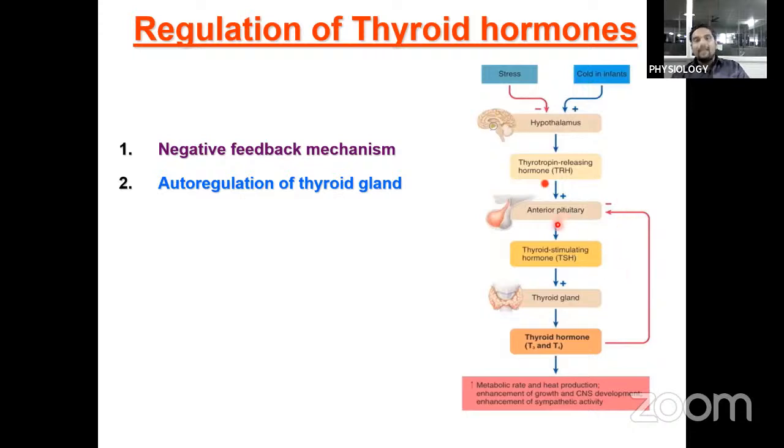Okay, next one, if there is an increasing thyroid hormone, what happens? It will inhibit your thyroid stimulating hormone. In that way, it can regulate your thyroid. Next one, auto regulation of your thyroid gland.